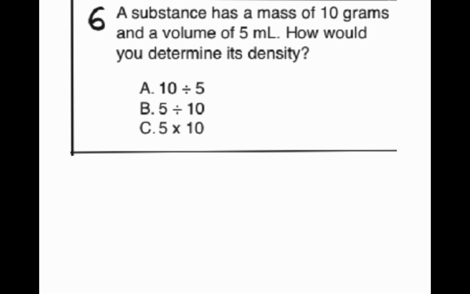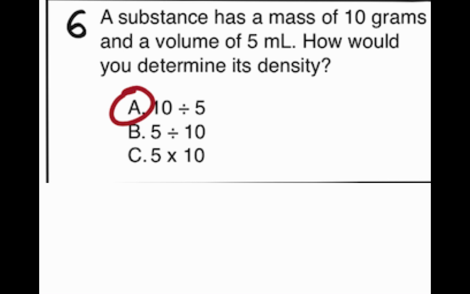Last question. A substance has a mass of 10 grams and a volume of 5 milliliters. How would you determine its density? The same question I've been asking. So what is density? It's mass divided by volume. Mass is measured in grams, and volume is either in milliliters or centimeters cubed. So it's going to be 10 divided by 5, or our answer is going to be A.